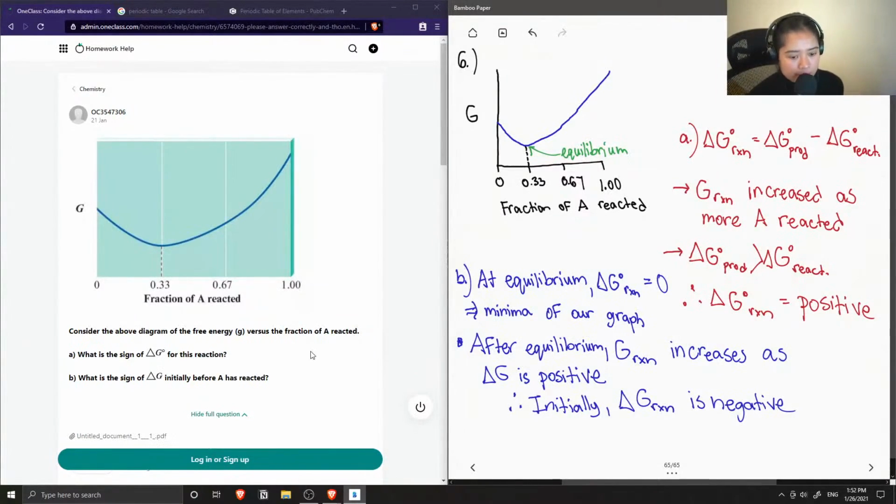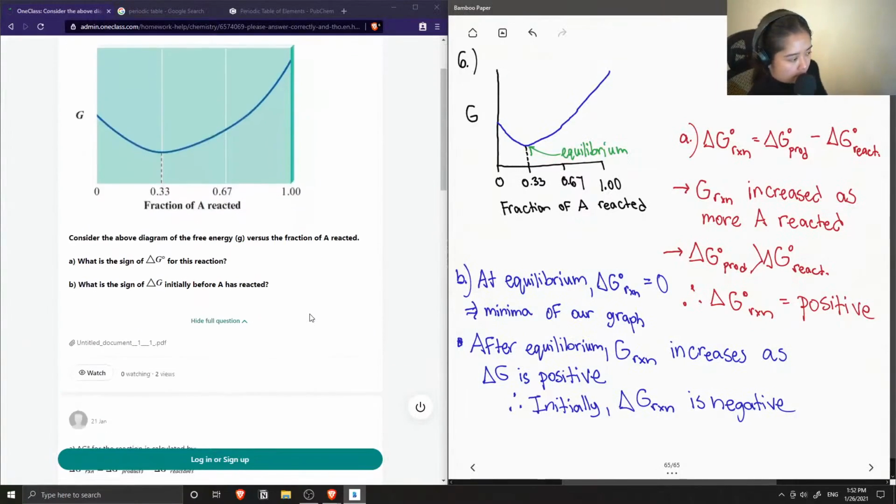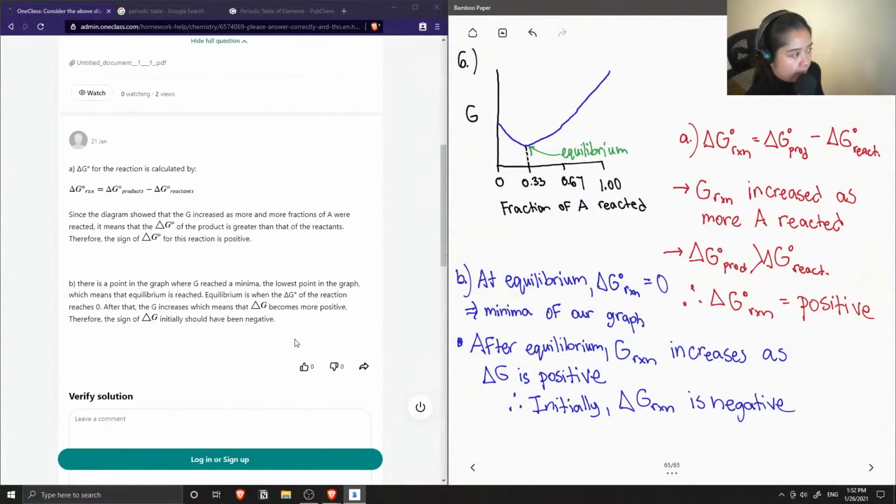Okay, so let's see what the junior tutor said. Delta G for the reaction is calculated by the delta G of our products minus the delta G of our reactants. Since the diagram showed that the free energy increased as more and more fractions of A were reacted, it means that the delta G of the product is greater than that of the reactants. Therefore, the sign of delta G for this reaction is positive.